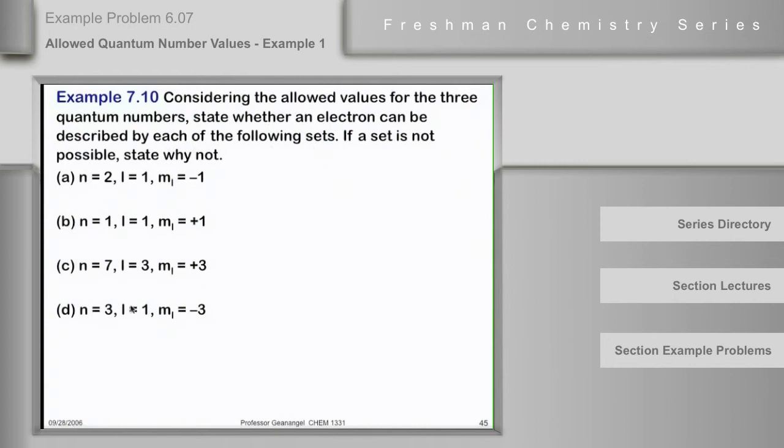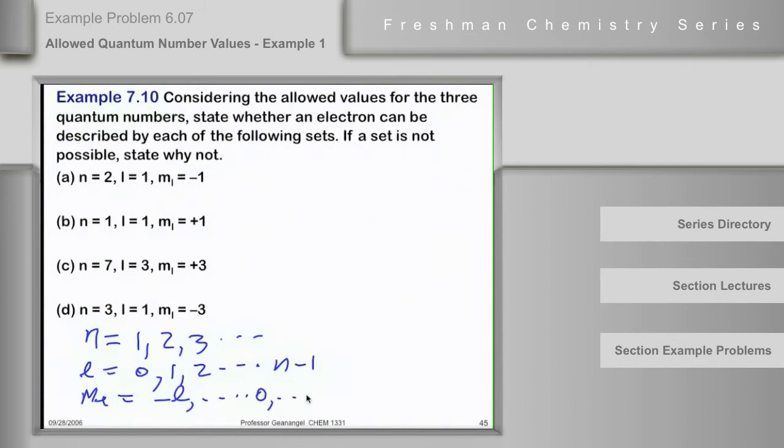So we're going to remember n takes values of 1, 2, 3, and on up. L takes values of 0, 1, 2, up to n minus 1. And m sub L takes values of minus L up to 0, up to plus L. Those are the limitations and the connections between them.